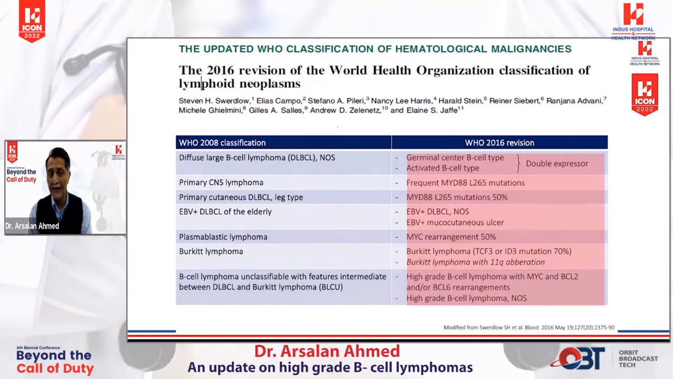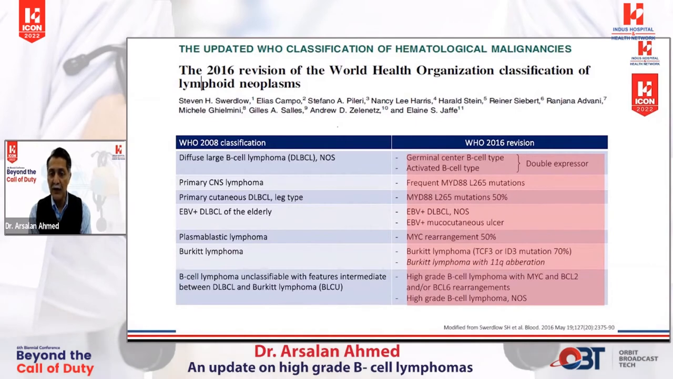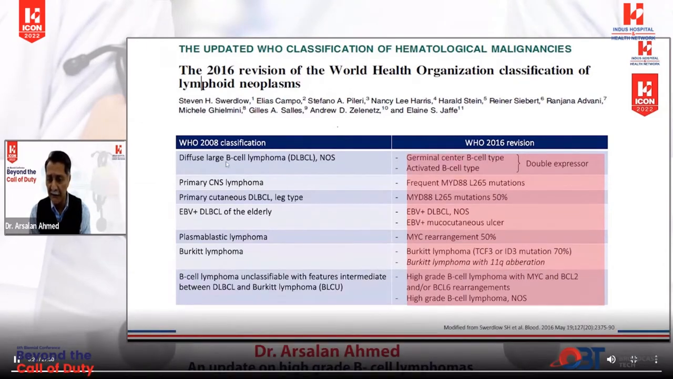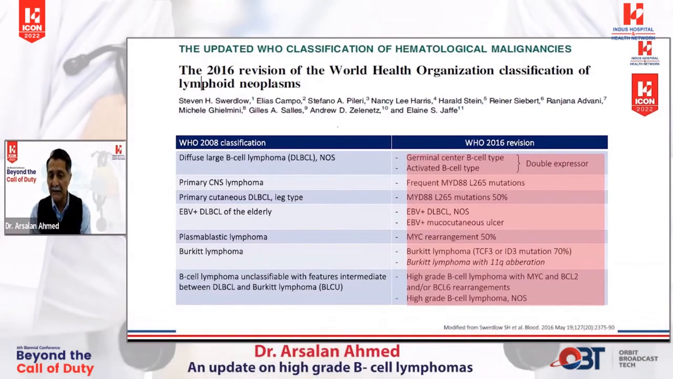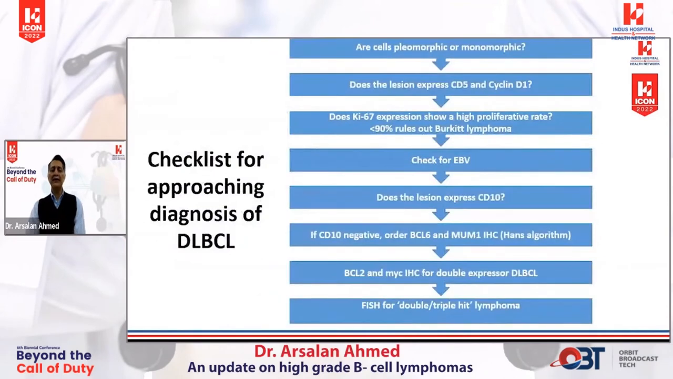EBV positive diffuse large B-cell lymphoma of the elderly in 2008 has been changed to EBV positive diffuse large B-cell lymphoma, NOS, and EBV positive mucocutaneous ulcer. Plasmablastic lymphomas, in 2016, are shown to have a MYC rearrangement in 50% of the cases. Burkitt's lymphoma can be t(8;14), but at the same time you have Burkitt-like lymphoma with 11q aberration. Finally, B-cell lymphoma, unclassifiable with features intermediate between diffuse large B-cell lymphoma and Burkitt's lymphoma, has been broken down into high-grade B-cell lymphoma with MYC and BCL2 and/or BCL6 rearrangement, and secondly, high-grade B-cell lymphoma, NOS. So we're going to quickly touch on all of them, and I'm going to use it case-wise.